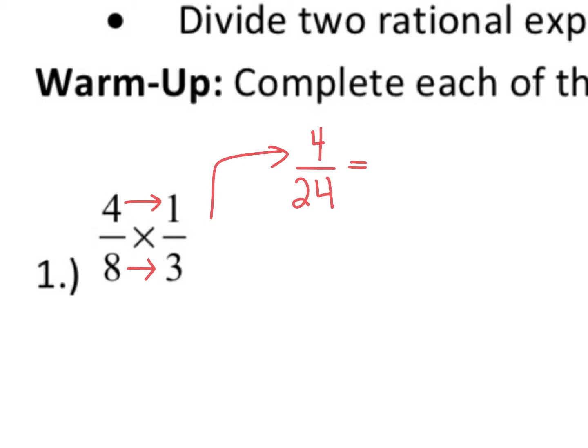So 4 times 1 is 4. 8 times 3 is 24. Thank you to all of those who snapped me out of my autopilot foggy moment there. 4 goes into 4 1 time. 4 goes into 24 6 times.